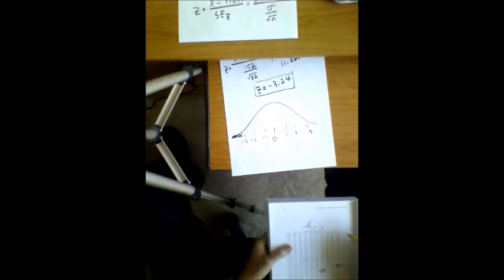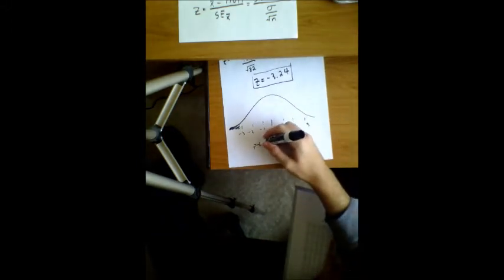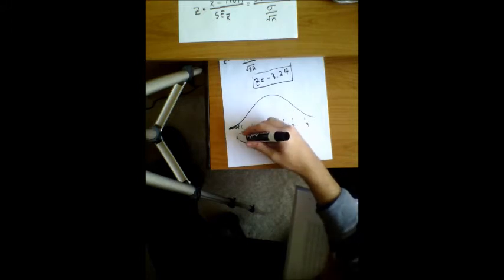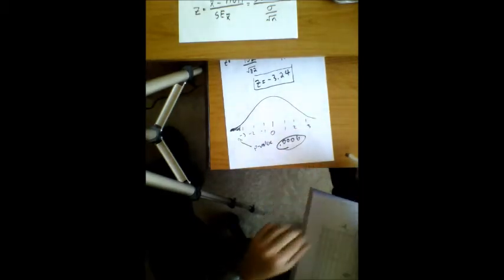Let's go ahead and look it up. If I look in the book, I get negative 3.24, and it looks like it's going to be my p-value. It's going to be 0.0006, and that's our answer.